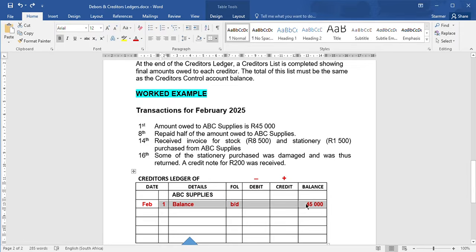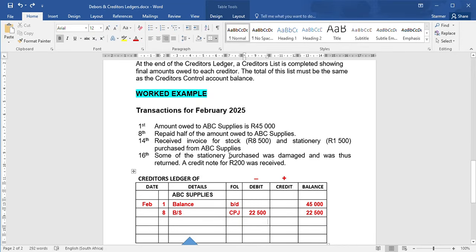If you pay back half of the amount that you owe, you're going to need to decrease the amount that you owe. So you're going to put it in the debit column, because for creditors, the debit is the minus column. Your document here would have been the bank statement, it would have been recorded in the CPJ, and now can you see you owe him the other half still. So his balance here is the other half of the amount.